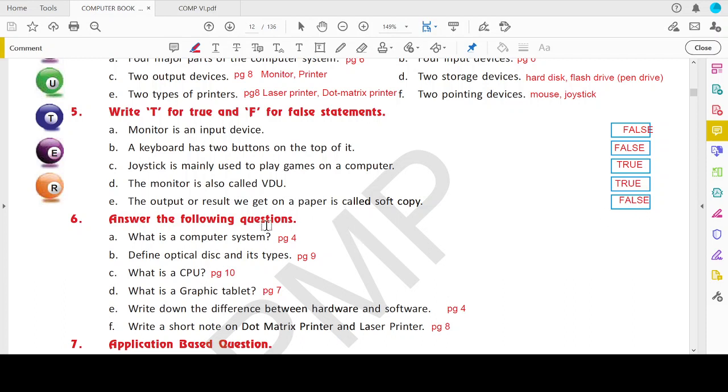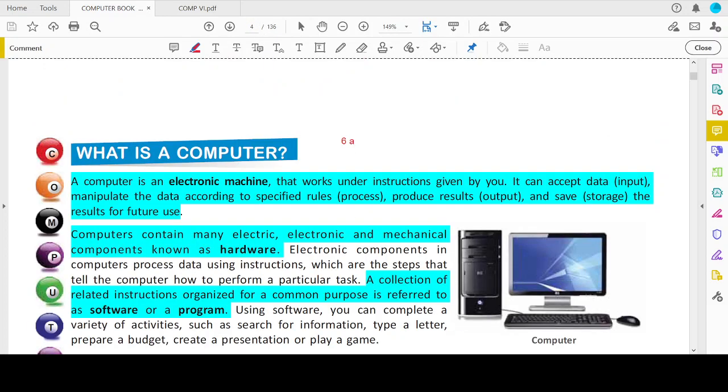Next is answer the following questions. Question number 6. What is a computer system? Go to page number 4 to find the answer. Right? Question number 4, answer to question number 4 from here.